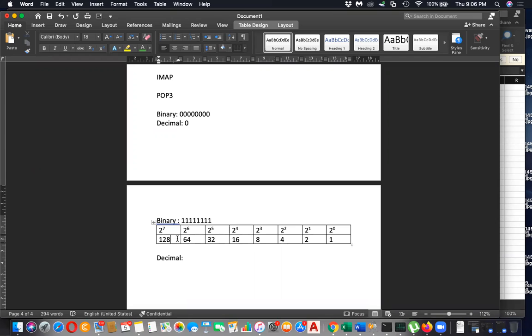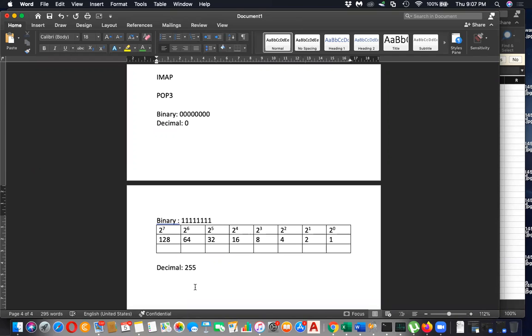Then you have to add all digits. 128 plus 64 is 192. 192 plus 32 is 224. 224 plus 16 is 240. 240 plus 8 is 248. 248 plus 4 is 252. 252 plus 2 is 254. Then you add 1, 255. So this value in decimal is 255.